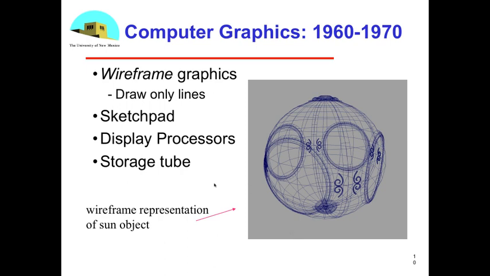There were a few other technologies that were somewhat better and didn't require the refresh. Tektronix produced something called a storage tube, which would retain the image for a while. But the real advances in graphics, because the 60s is sometimes referred to as the golden age of computer graphics, were two very important developments. On the hardware side, we started getting what are called display processors, which we'll talk about in a minute.